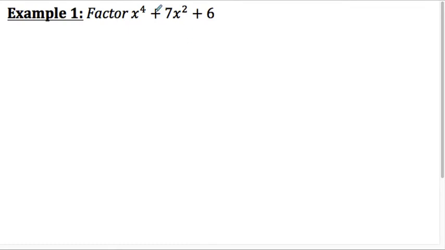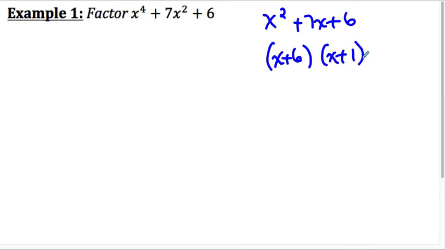The only thing that is a little bit different is that our first term, instead of being an x squared, is an x to the fourth. But if we were to factor, let's just say this was x squared plus 7x plus 6, we would just say x plus 6, x plus 1. Right? 6 times 1 is 6, 6 plus 1 is 7. So the only difference here, because we did x times x gives you x squared, if we want this first term to be an x squared, we multiplied x times x.